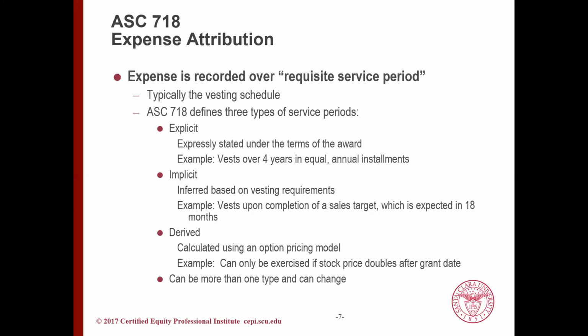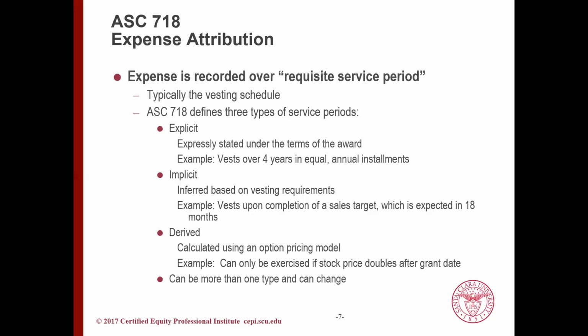And ASC 718 defines 3 different types of service periods. The first is an explicit service period. This is where the term is simply stated in the award. For example, your award vests in 4 years and vests 25% per year on the anniversary of the grant date, meaning it's explicitly stated in the agreement.